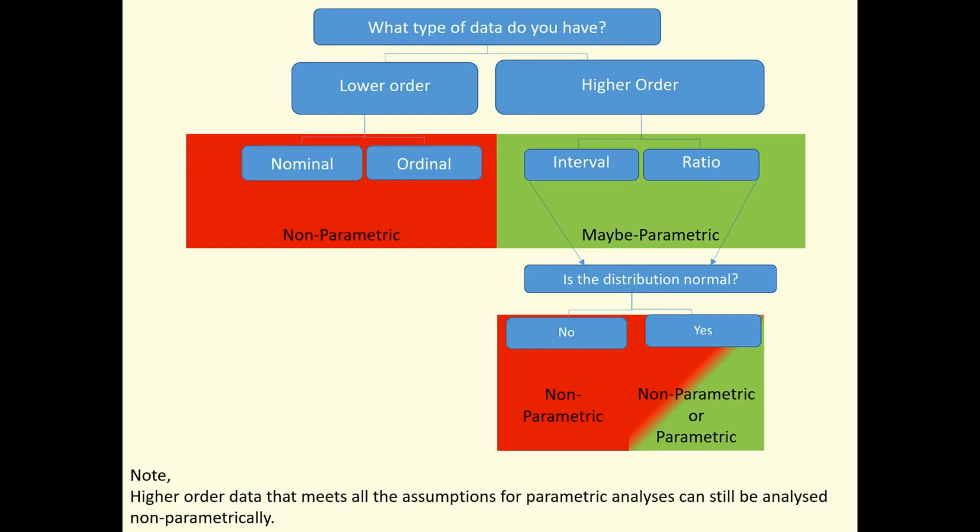But I'd also like to pause at this point and just point out that if we have higher order data that meets all of the assumptions of parametric analysis, the data still can be analysed non-parametrically. And this can be beneficial if you have lots of data sets and most of them require a non-parametric analysis, and then you have one data set which is suitable for parametric analysis. You might opt to do non-parametric across the board just to have a consistent analysis when you're actually writing up.